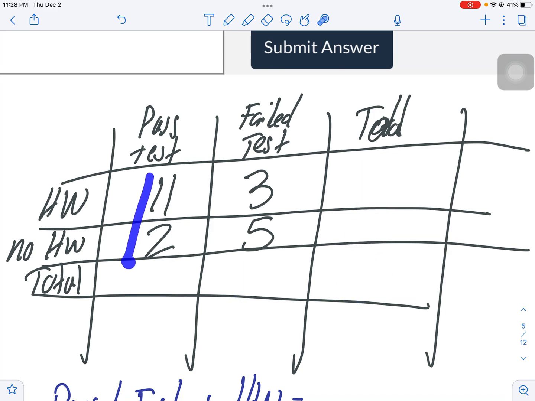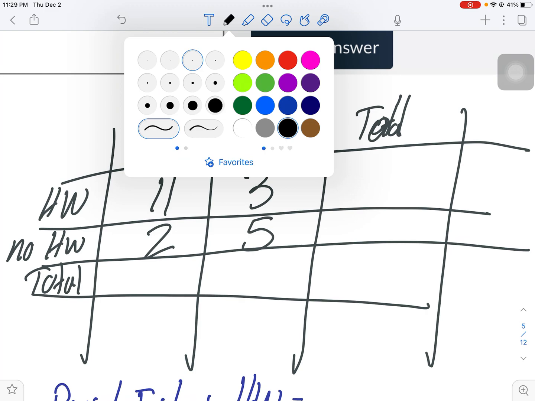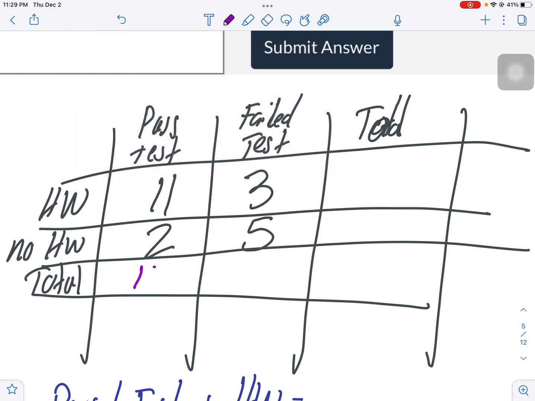To find the totals, I add the two pieces of information that I have. 11 plus 2 is 13. 3 plus 5 is 8. 11 plus 3 is 14. 2 plus 5 is 7. And 14 plus 7 is 21. 13 plus 8, good, 21.